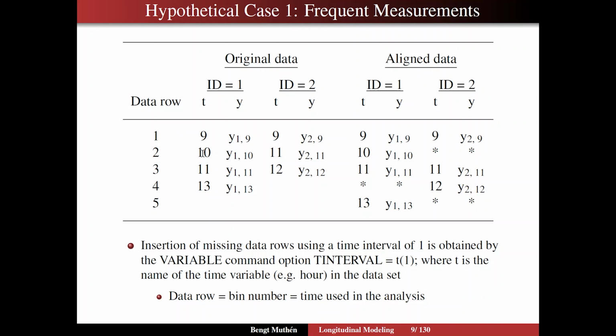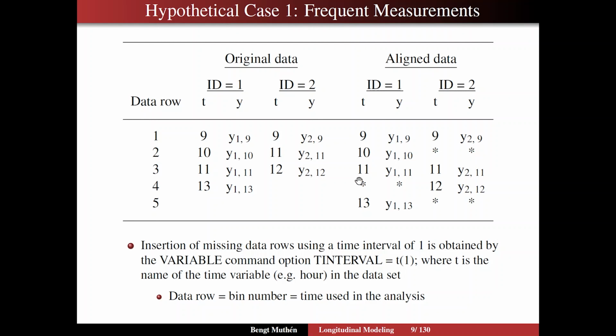So what we do is to align the data so that we insert a missing data row for an hour that observed data is not available. So for ID equals 2, we don't have 10 o'clock for that person. So we put missingness here. ID equals 2 is measured at 9 and 11, but not at 10, whereas 10 o'clock had a measurement for ID equals 1.